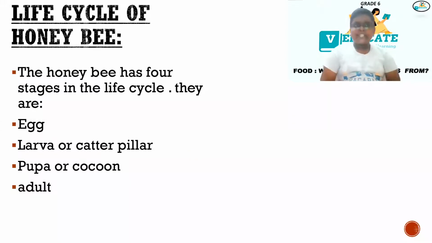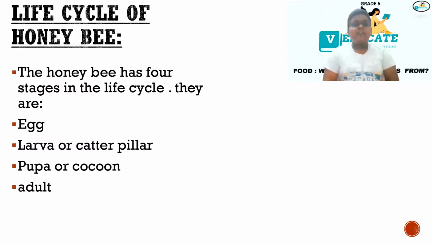So next we will go to the next topic, life cycle of honeybee. Life cycle means how it lives and leads its life. It's like a cycle. If we cycle on a circular road, we keep running again and again, two times, five times. It's like that only.